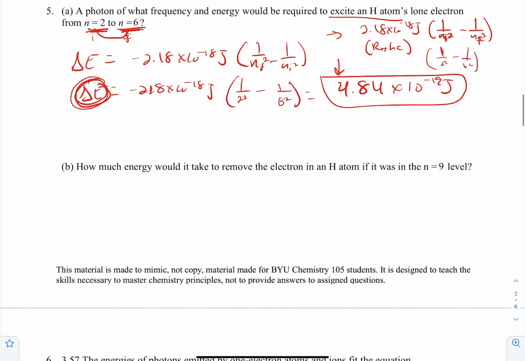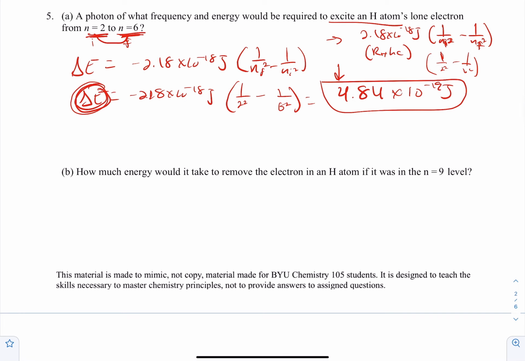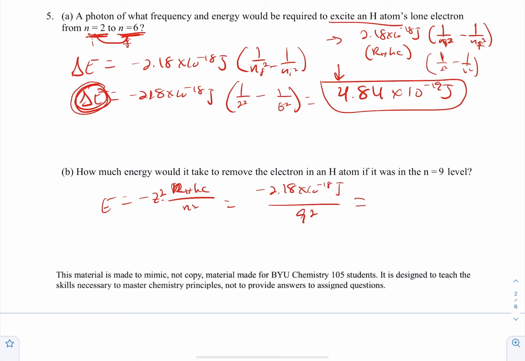All right, and then part B, how much energy would it take to remove an electron in the H atom if it was in the n equals 9 energy level? To be in the n equals 9 energy level, all we have to do is use this equation again, negative Z squared RHC over n squared, and just plug in our values. Remember, this is negative 2.18 times 10 to the negative 18th, over 9 squared. Plug that into your calculator, and remember to keep the negative in there. Negative 2.70 times 10 to the negative 20 joules.